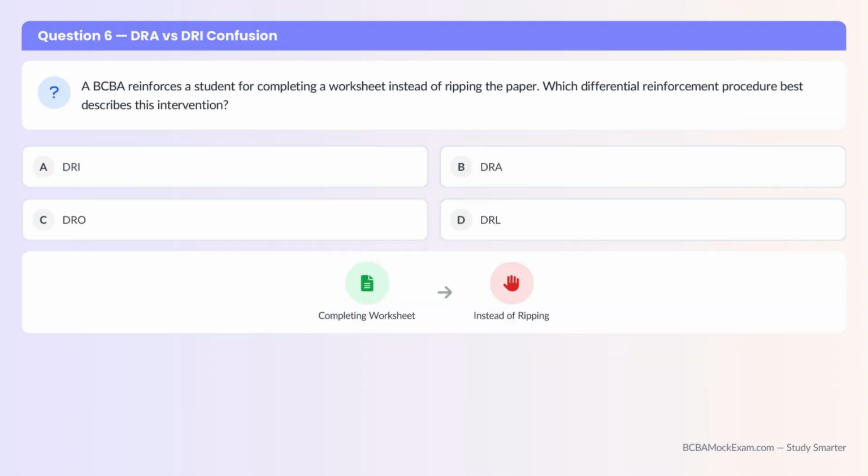The BCBA is reinforcing a student for completing a worksheet instead of ripping the paper. This is a classic place where people confuse DRA and DRI. Ask yourself, can the student, in principle, complete parts of the worksheet and still rip it at some point? Yes. The two behaviors are not strictly mutually exclusive in the way that sitting versus standing is. The key here is that completing the work is being used as a more appropriate way to contact escape or task completion rather than ripping the paper. That makes it a functionally equivalent alternative, which points you toward DRA, not DRI.